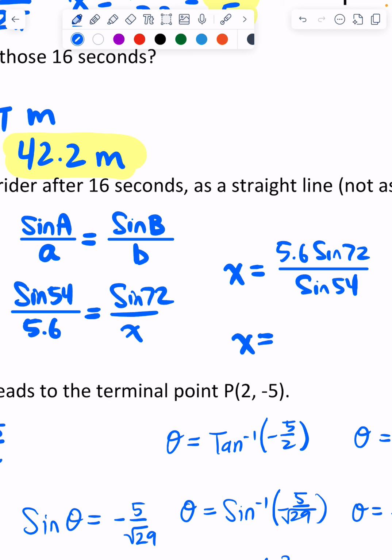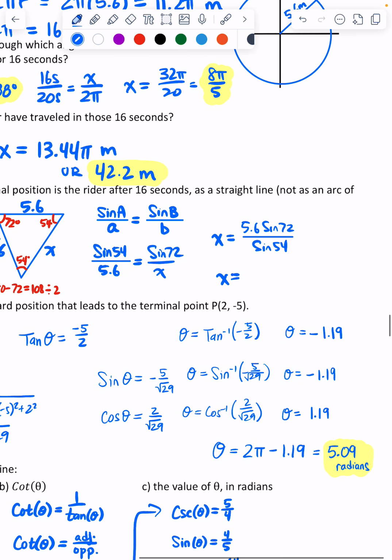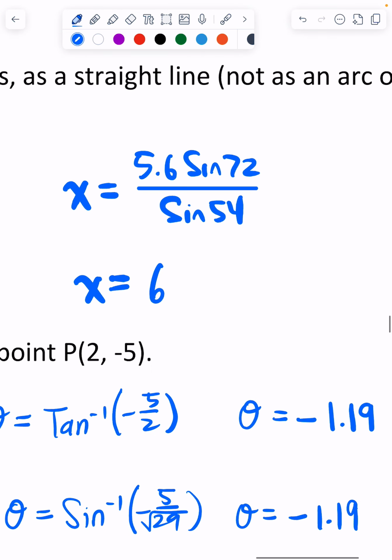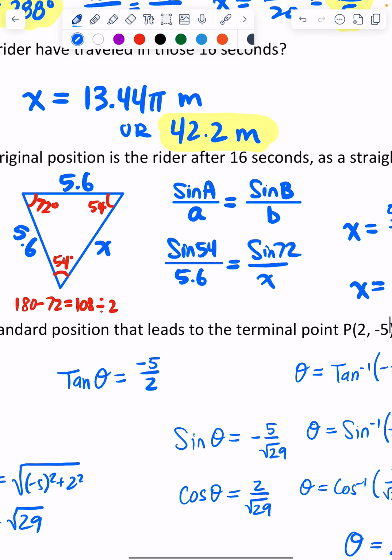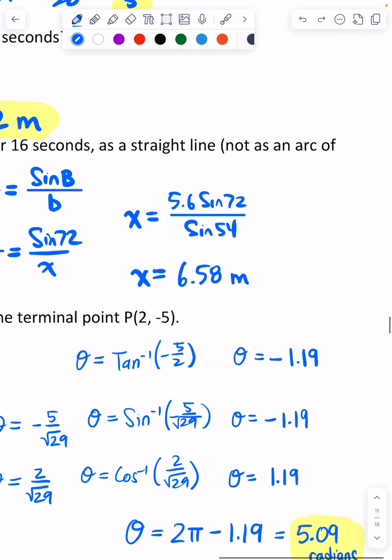Oh, because I'm in radians. Shoot. 1.75, that doesn't make any sense. Okay, I'm going to put this back in. Sorry, I was in radians. 5.6 times sine 72, yes, that makes sense, divided by sine 54. Cool. Gives us 6.58 meters. And if we look at the triangle, that looks like a fairly reasonable number for how I've drawn it. So that's how far you are away from where you started.